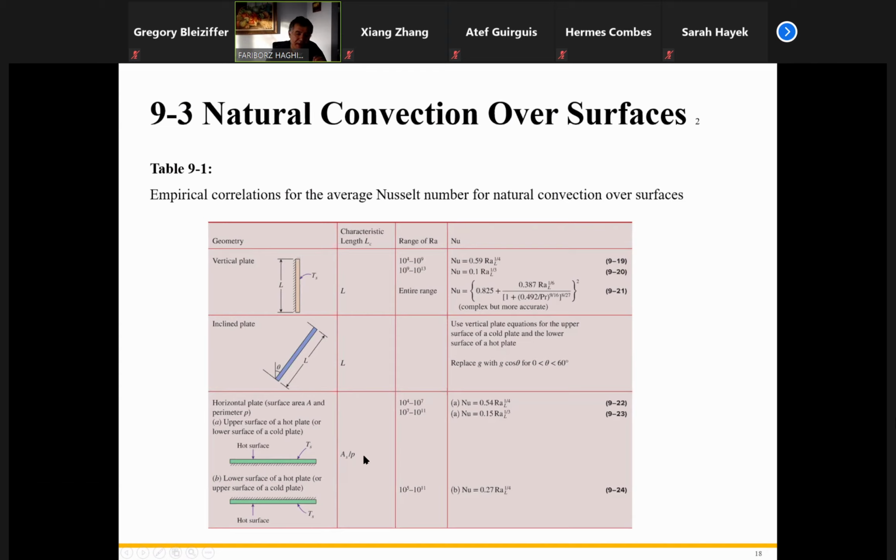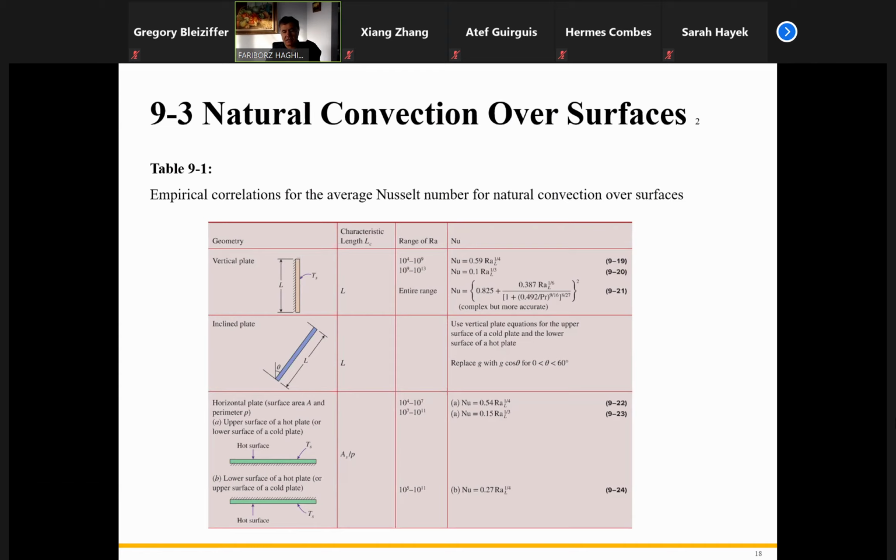Again, keep in mind the characteristic length. What is the length for this one? What is the length for this one that you have here? Here you can define a length. Here you can define a length. But when it comes to a horizontal plate, how can you define the length? Therefore, they define it as surface area divided by perimeter. They define a characteristic length that fits this equation. Therefore, when you're dealing with a horizontal plate, your characteristic length is area divided by perimeter, okay? Keep in mind, that's the way it is done.